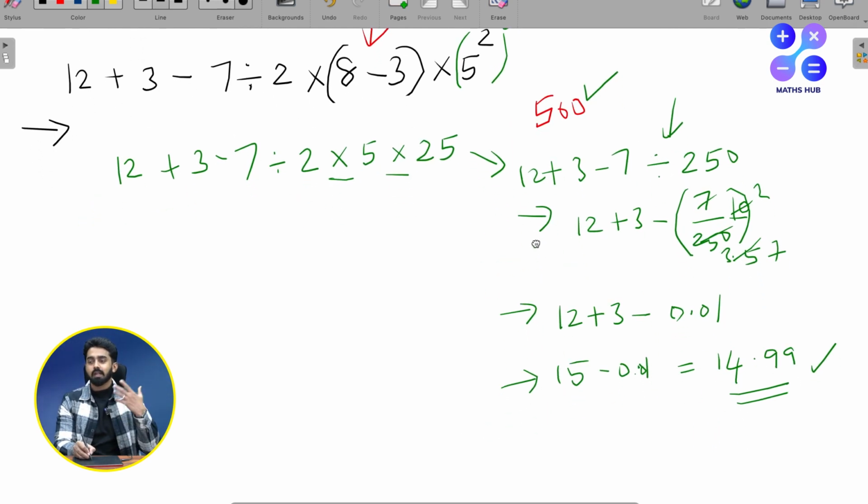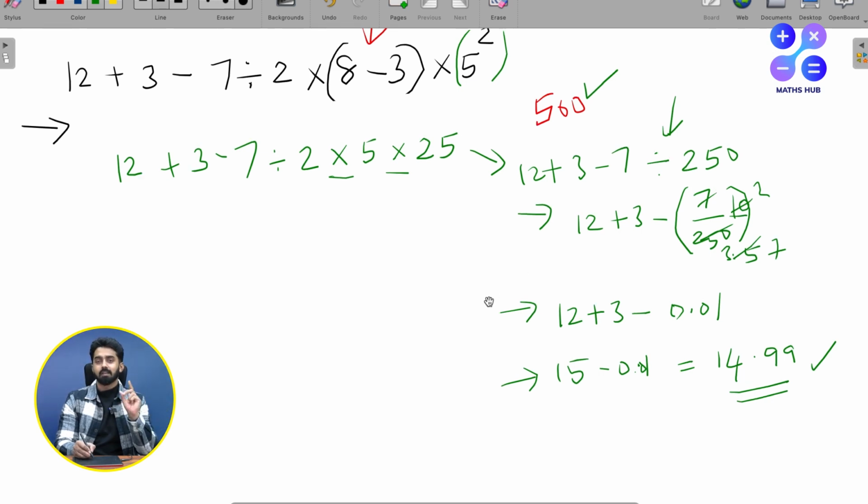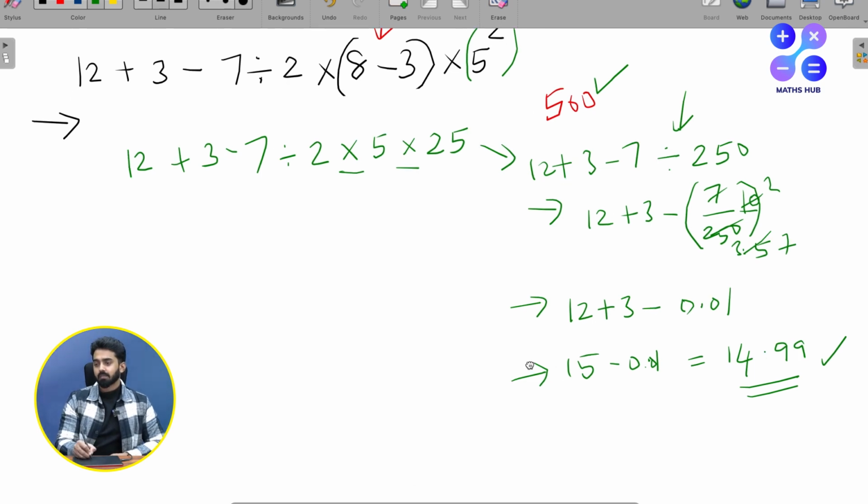If you don't do it, you're going to get an answer. You will still be able to solve the operation, but you will not get the right answer that all of us are going to agree upon, right? So that's the first rule.